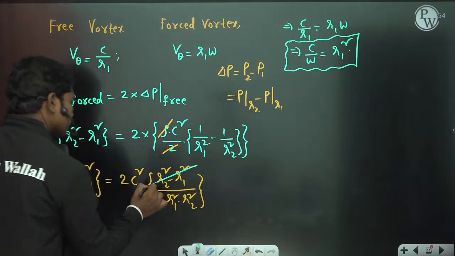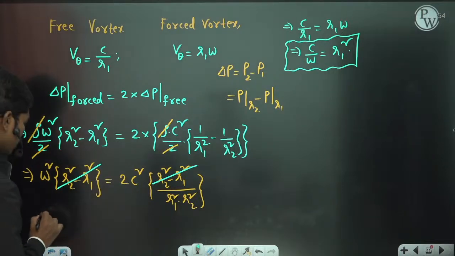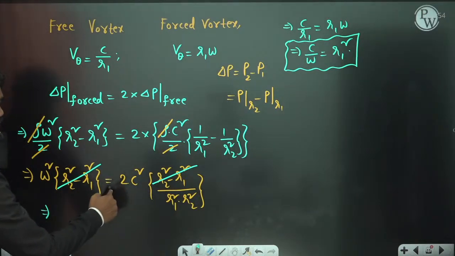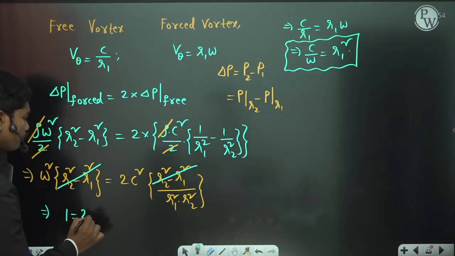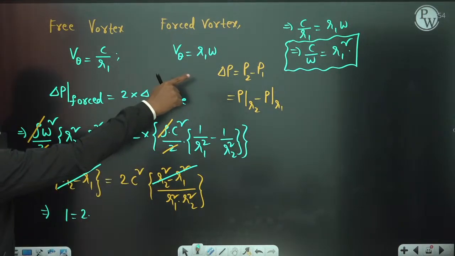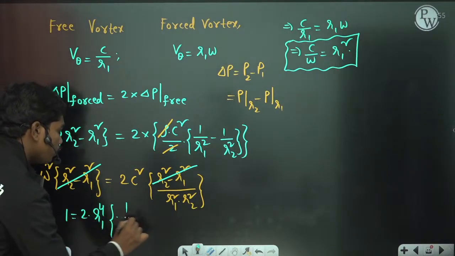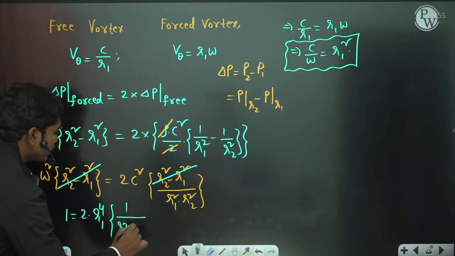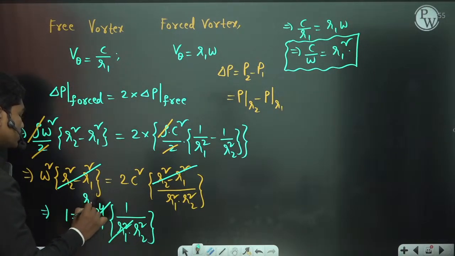Now let us simplify this. R2 square minus r1 square and this term can be cancelled. So this implies what you have here, 1 is equal to C square by 2 times C square by omega square. So C square by omega square is nothing but r1 to the power 4, and 1 by r1 square into r2 square is what you have. Okay, so if you make some simplification here, this turns out to be r1 square.